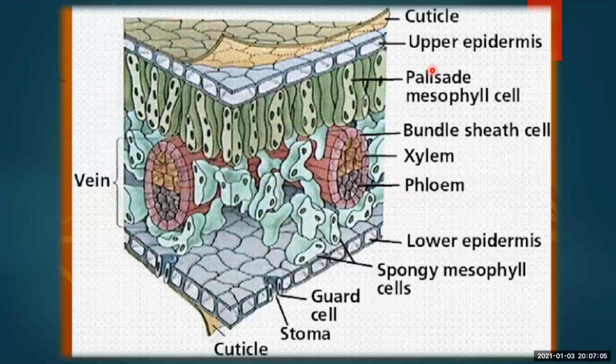So this is another enlarged view. So you can see the cuticle, the upper epidermis, and the palisade cells. Then the bundle sheath, xylem, phloem. Then comes the lower epidermis. And here you're actually seeing the guard cells and the stomata in the middle, right? And the same you can see here also.